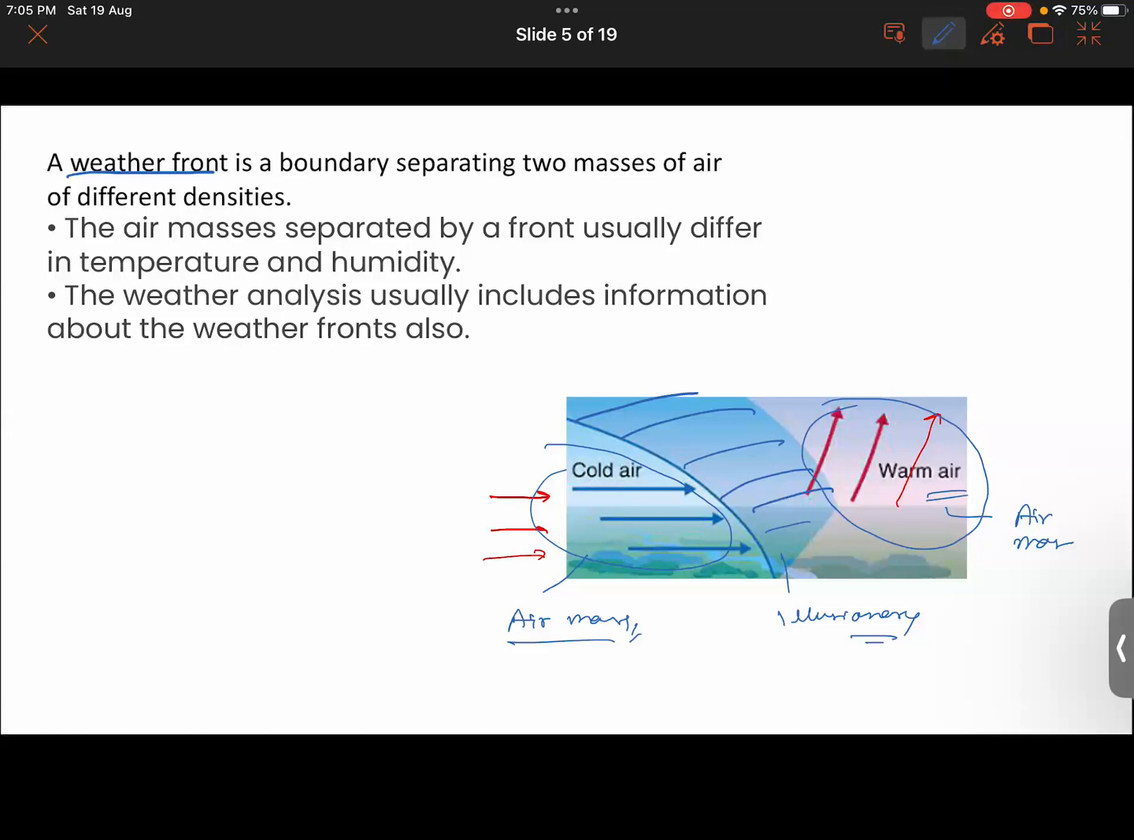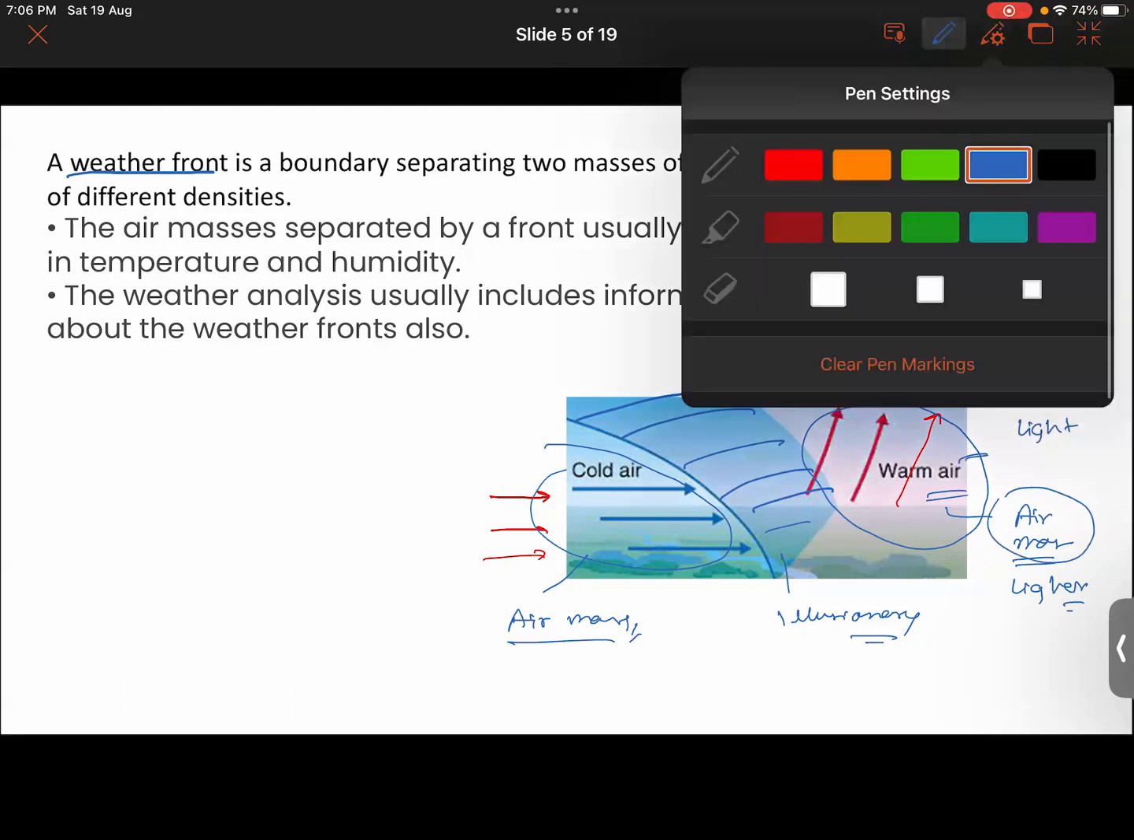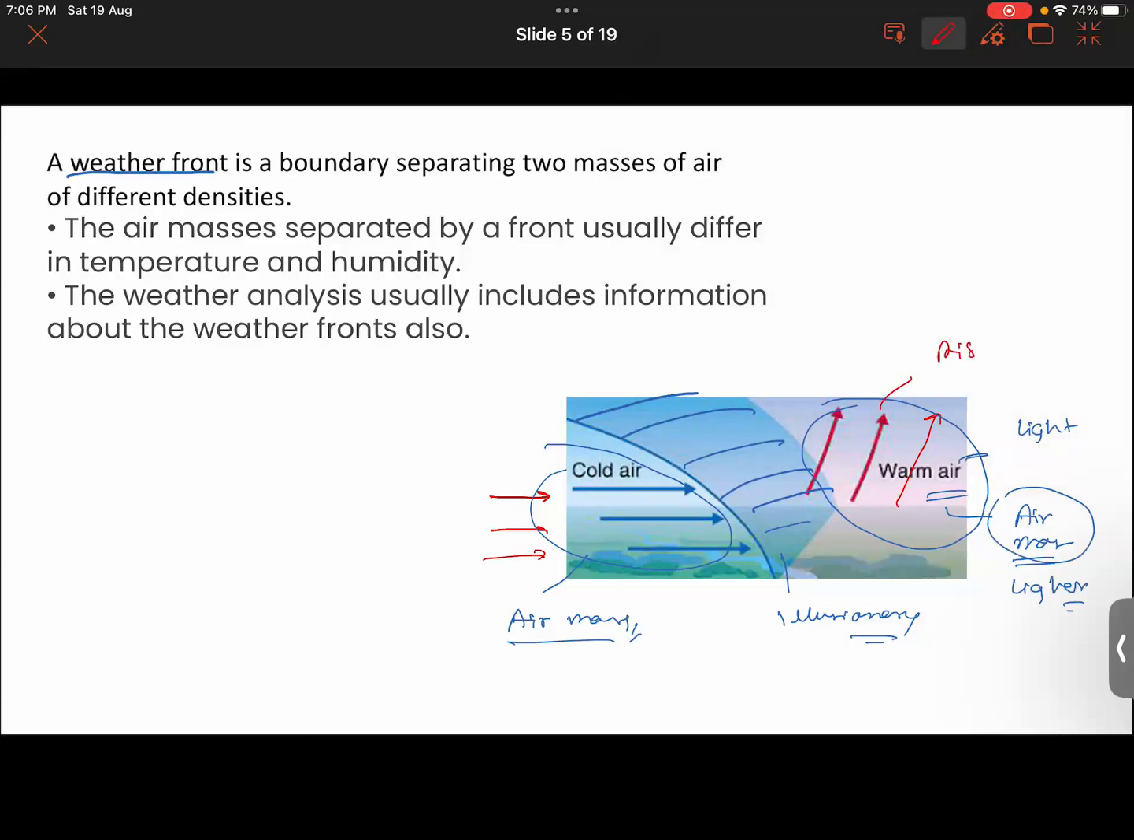Anyways, here you see a weather front is simply a boundary that separates two masses of air of different densities. So colder air and warmer air have different densities, right? The warmer air is lighter in nature. Warmer air tends to rise up, getting it? The molecules of the warm air are light. That's why the arrow you can see here, the warmer air is rising up because it is lighter, and the colder air is rushing towards the gap created by the warm air.